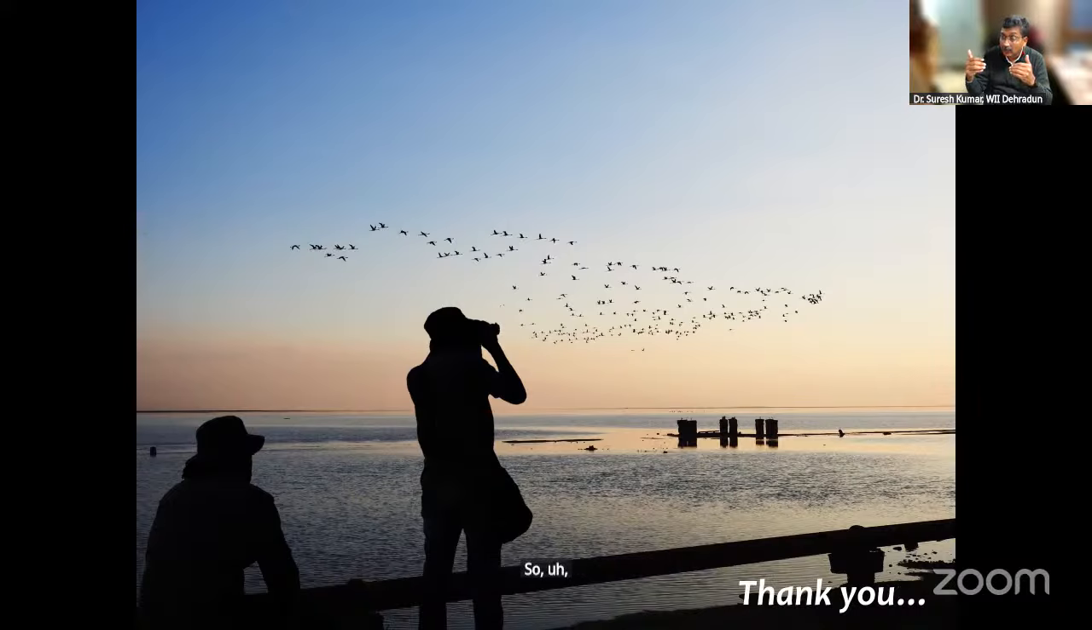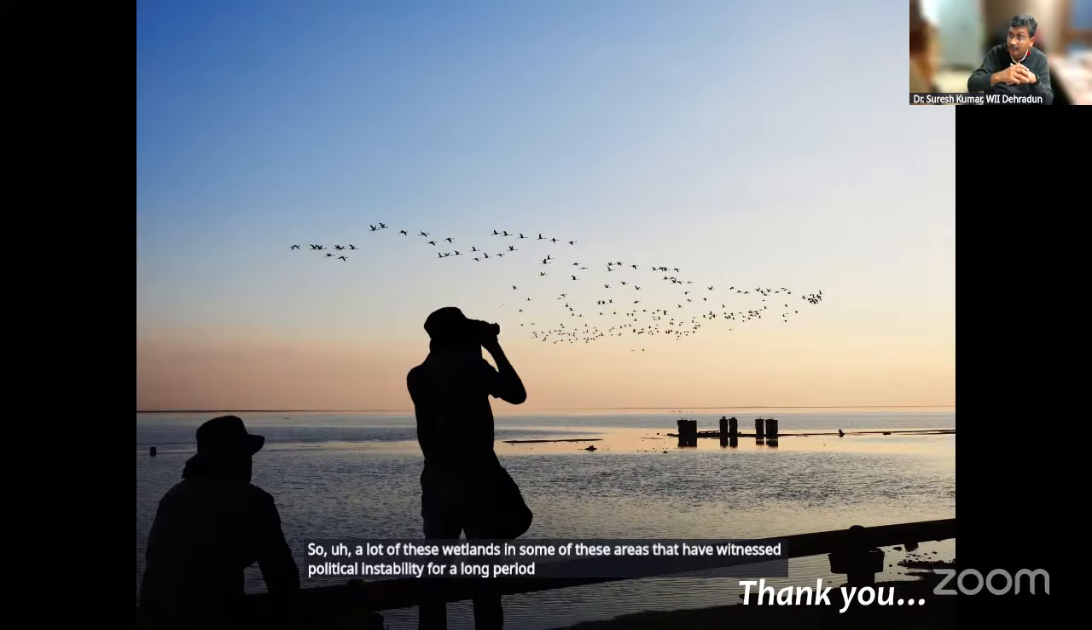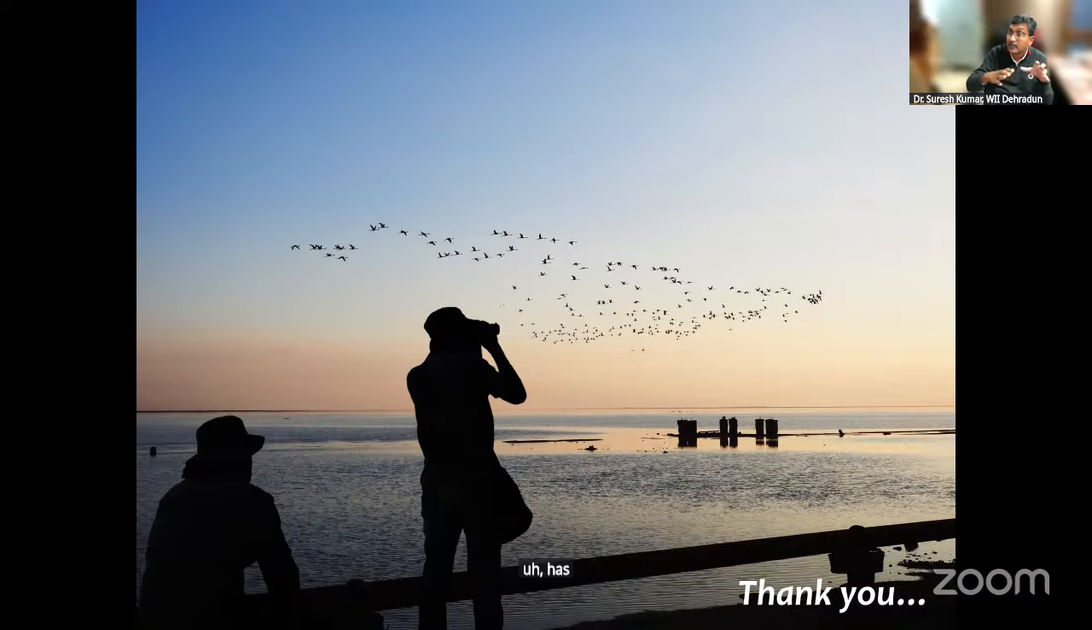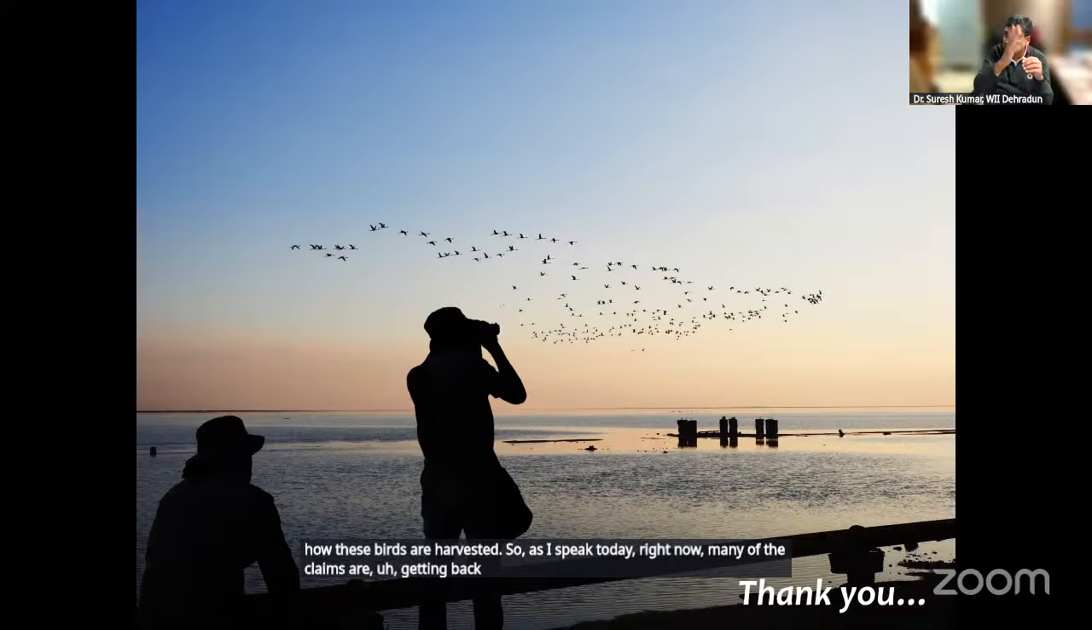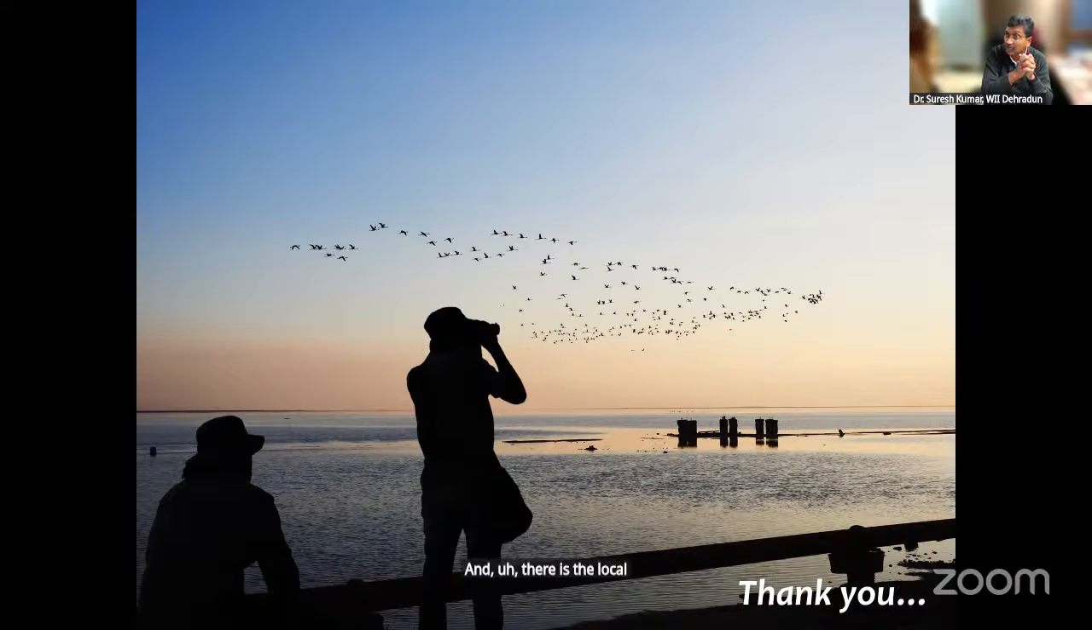So a lot of these wetlands in some of these areas that have witnessed political instability for a long period of time has definitely influenced the habitats, the wetland habitats there, and also how these birds are harvested. So as I speak today, right now, many of the cranes are getting back, many of the water birds are getting back through these wetlands, and the local people are dependent on this. So in times of war, these things just go out of hand, and it is definitely having a huge influence.